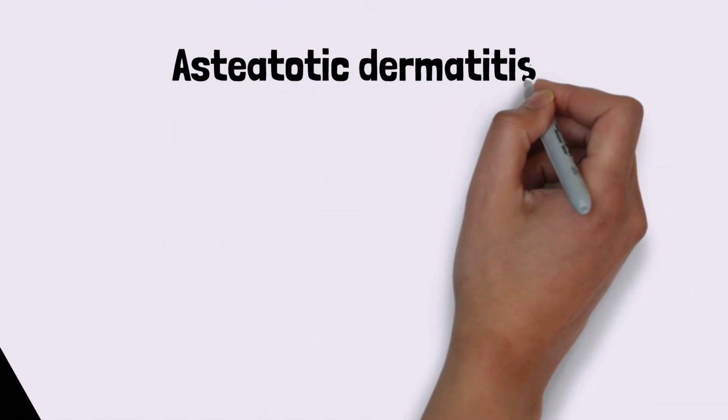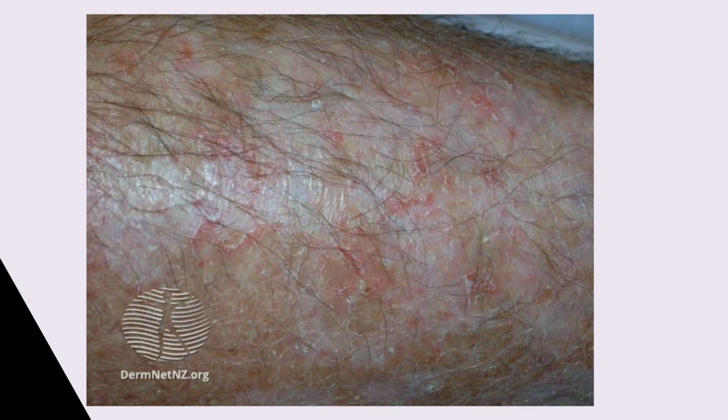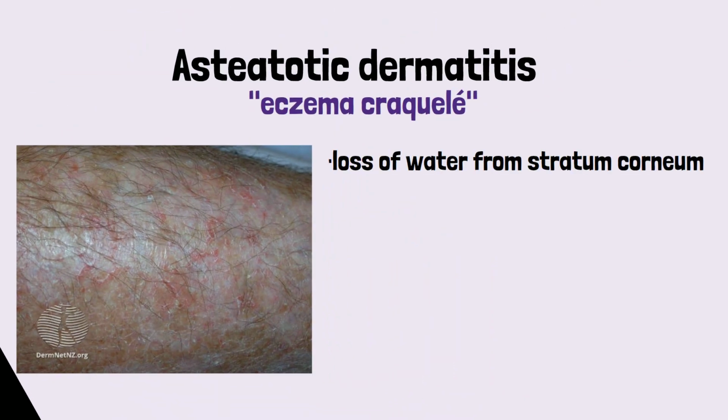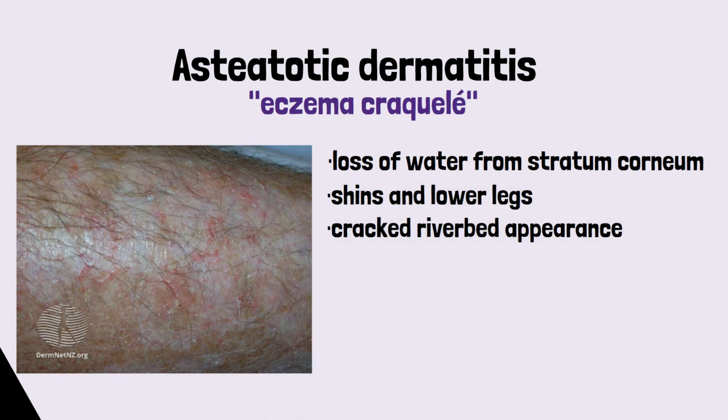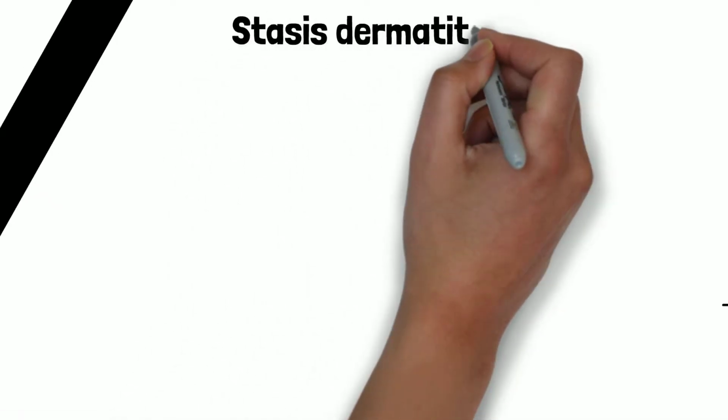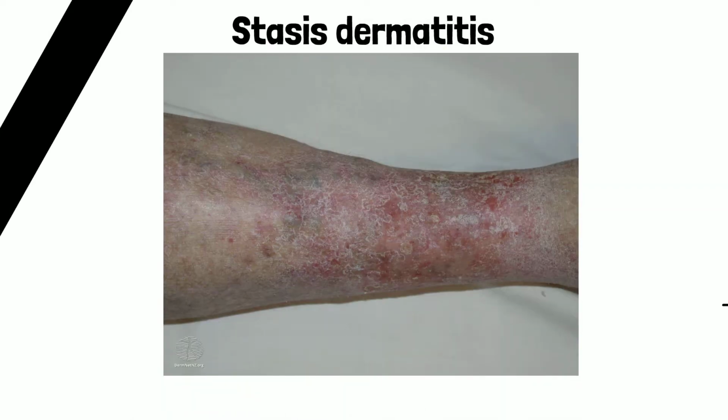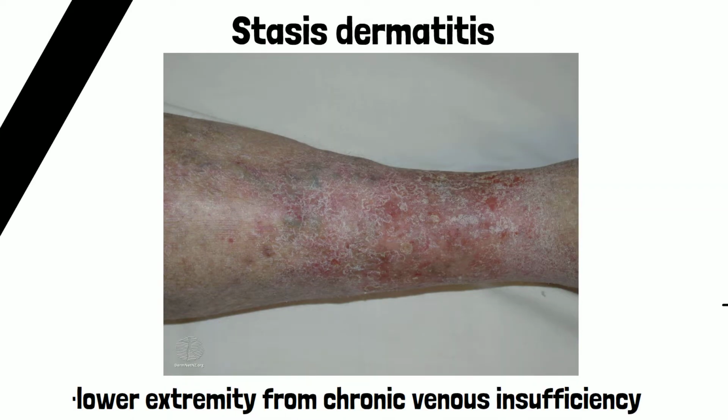Asteatotic dermatitis is from dry skin due to water loss from the stratum corneum, which is common in older patients. It occurs in the shins and lower legs with a cracked riverbed appearance. Stasis dermatitis occurs in the lower extremity secondary to chronic venous insufficiency.